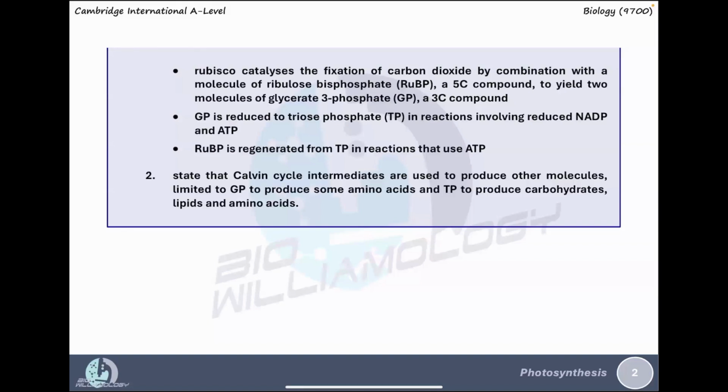And state that Calvin cycle intermediates are used to produce other molecules, such as GP to produce amino acids and TP to produce carbohydrates, lipids, and amino acids. Let's get started.